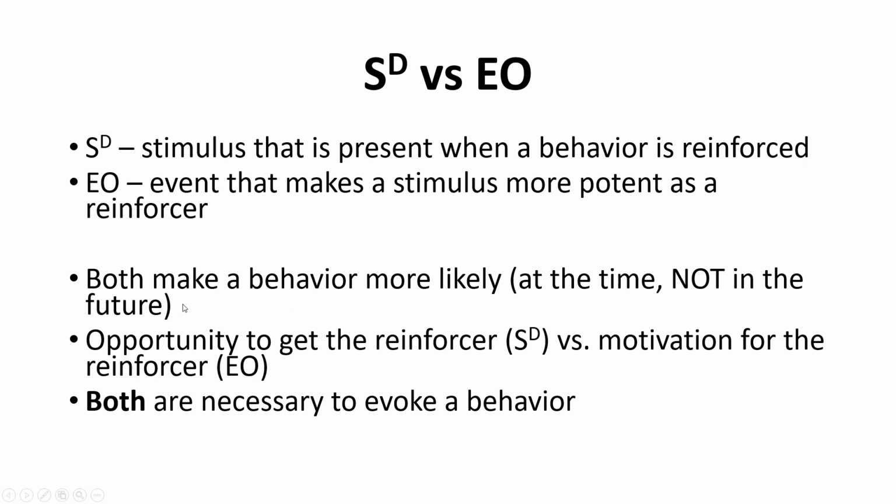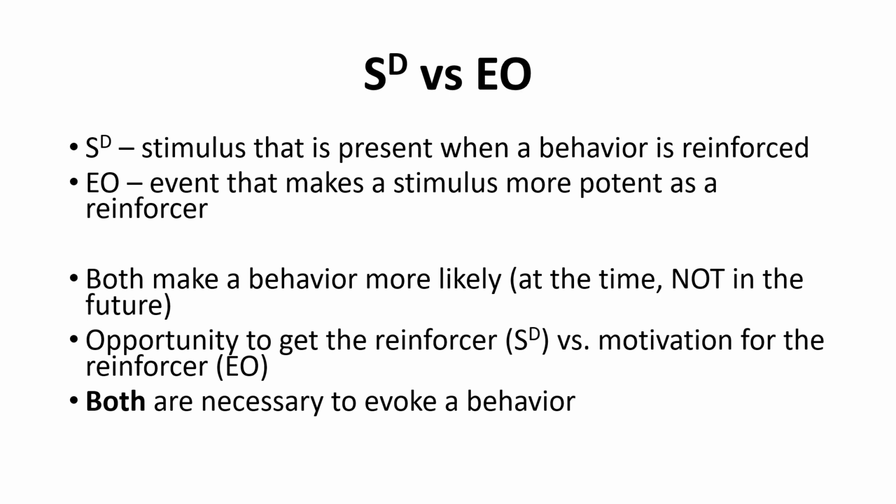Both are making a behavior more likely, and more likely specifically at that time when they're present, not in the future. But the SD is giving us the opportunity to get the reinforcer, or it's telling us that we have the opportunity to get the reinforcer, whereas the establishing operation is basically describing our motivation for that reinforcer. So you might remember that we talked about establishing operations as things like being thirsty or being hungry.